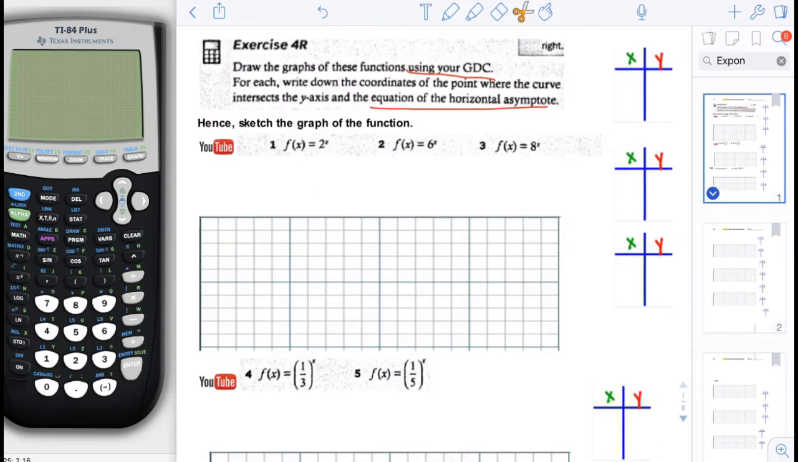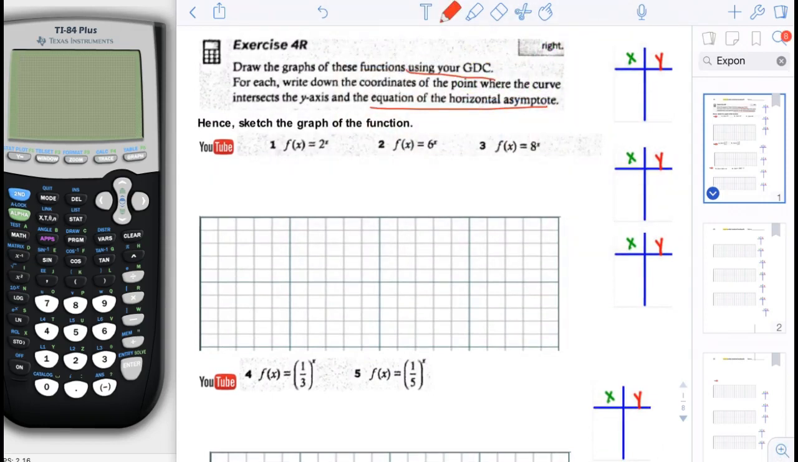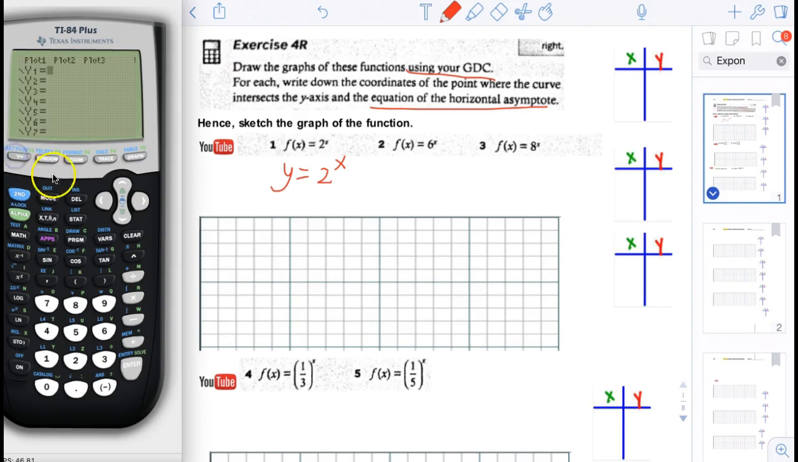So for the first one here, it asks us to graph a function. Now remember, in math studies, when they ask you to graph something, don't panic. It just means that you're going to put it in your calculator and see what it looks like. So in this case, we basically have y equals 2 to the x power. So we're going to put that in the calculator, in the y equals screen, so we can graph it. And we're going to put 2 caret x. And then we're going to graph.